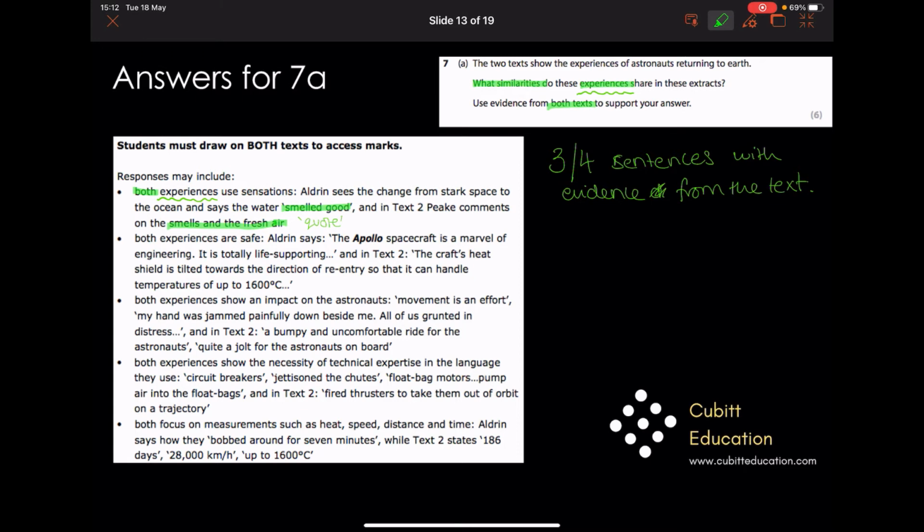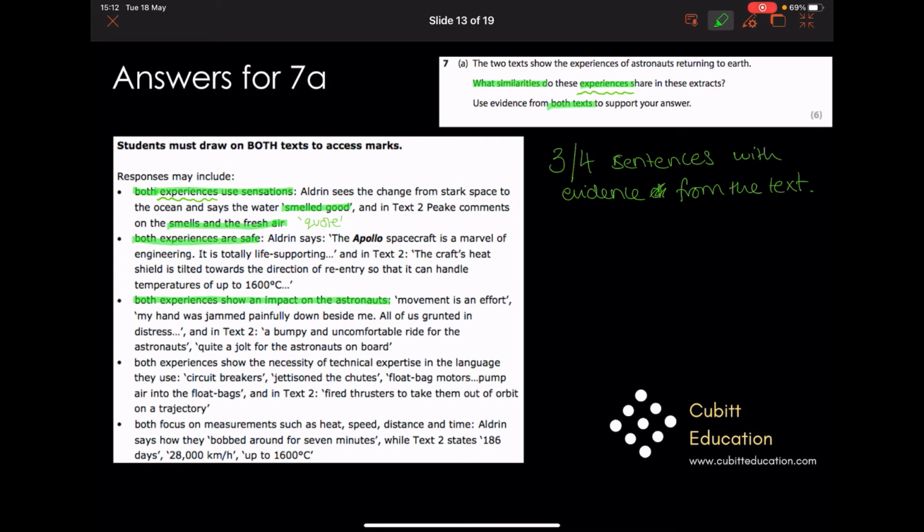Another one you could have said was, both experiences are safe. Aldrin says the Apollo spacecraft is a marvel of engineering. It is totally life-supporting. And in text 2, the craft's heat shield is tilted towards the direction of re-entry so that it can handle temperatures of up to 1600 degrees. So they're saying how both experiences are safe. This one said how both experiences use sensations. This one says both experiences show an impact on the astronauts. So how did space impact the astronauts?